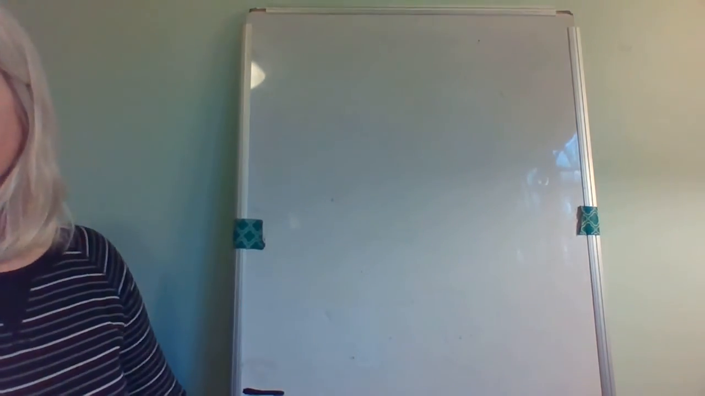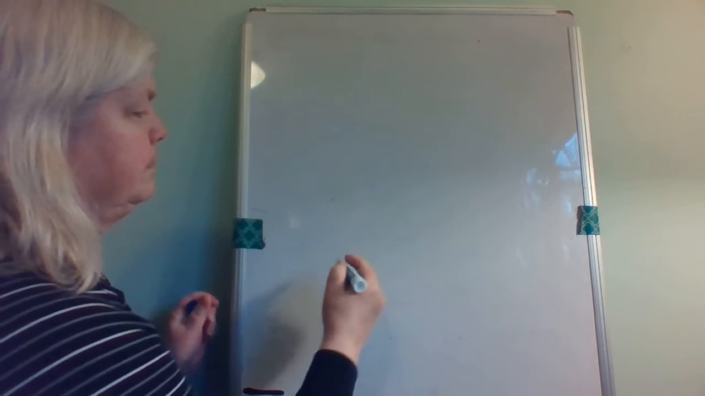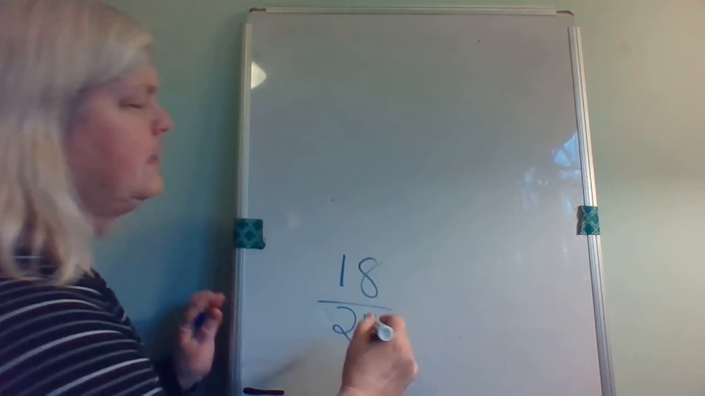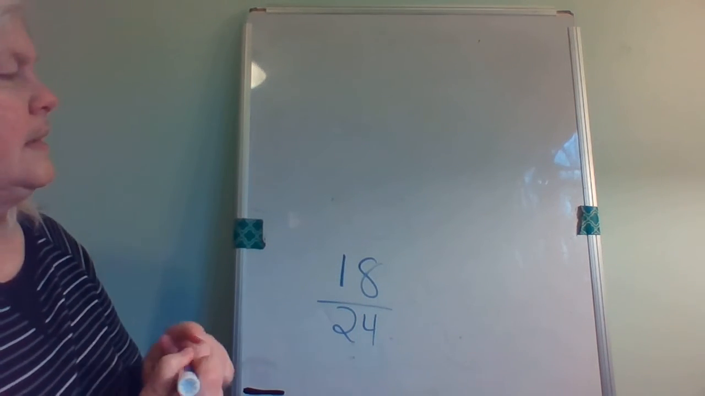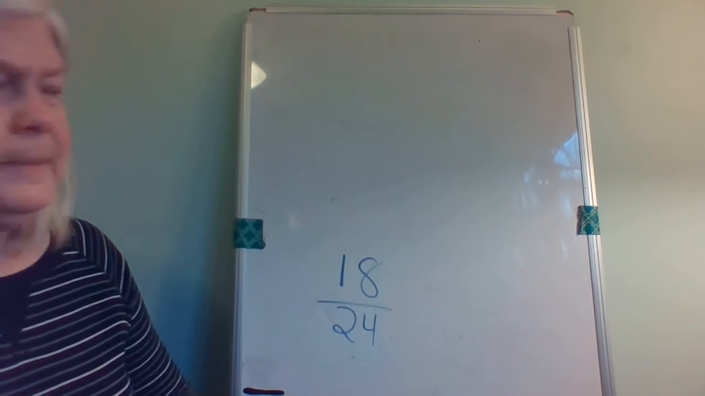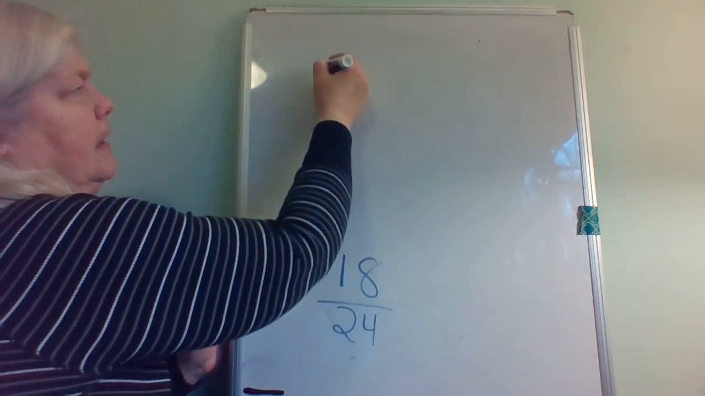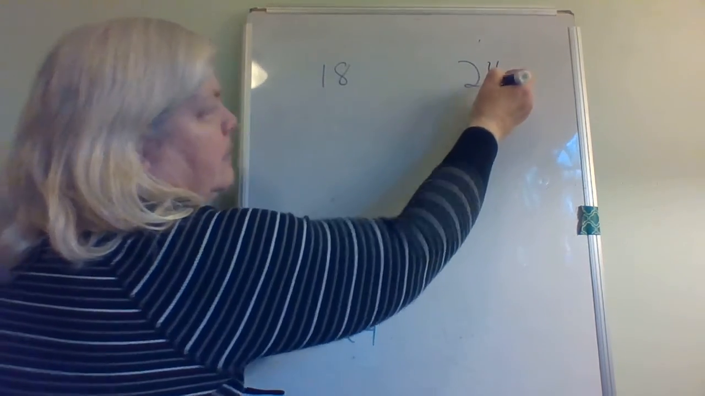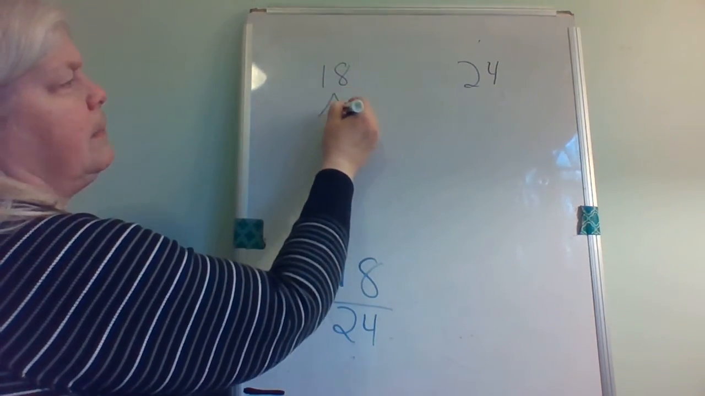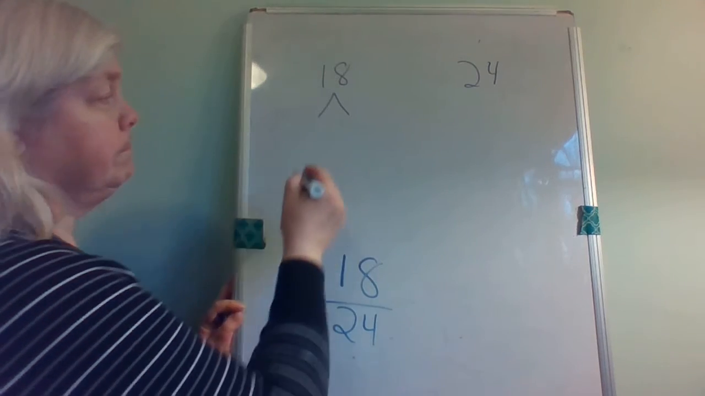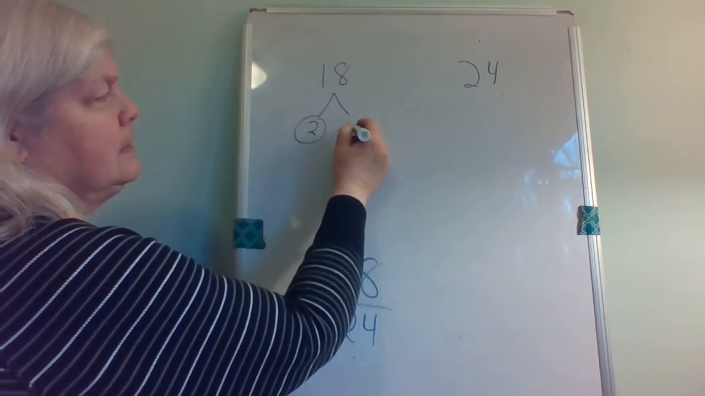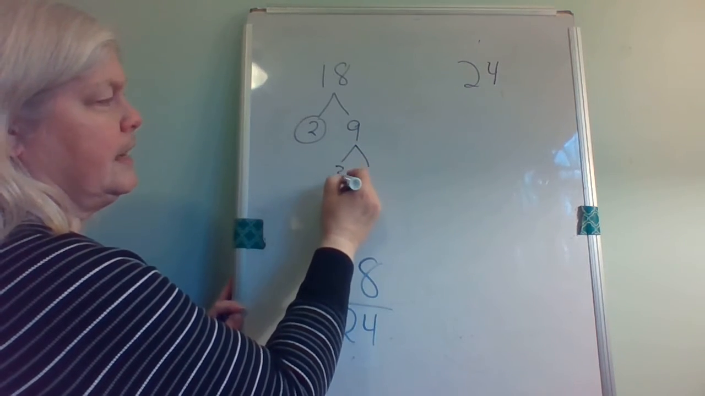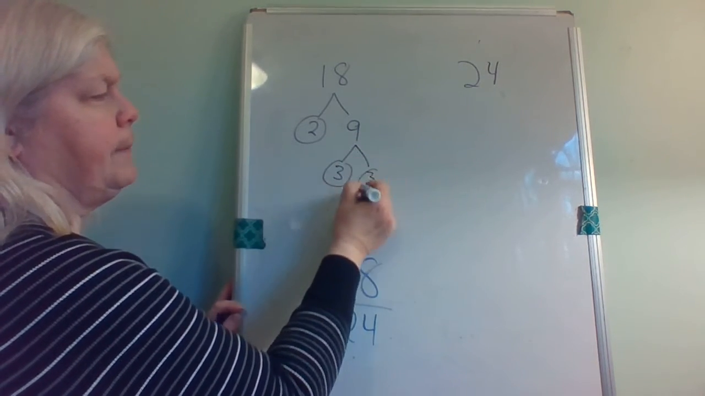Let's try 18/24. Bigger numbers. We don't have 24ths. Can't even imagine what that looks like. So we're going to get our GCF going. 18 tree and our 24 tree. 18, let's see, how about 2 times 9? 2 is prime, circle it. 9 is not, so it's going to have some more factors. 3 times 3 is 9. Let's circle those, they're prime.